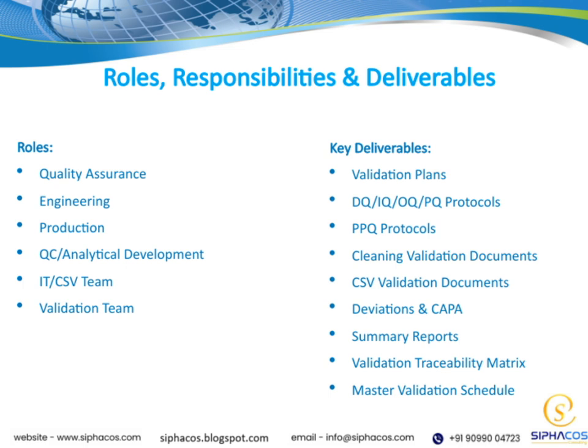Quality assurance oversees the entire process, ensuring compliance and quality standards are met. Engineering is responsible for equipment and system installation. Production staff ensure that manufacturing processes follow validated procedures. QC, or analytical development teams, validate testing methods and results. The IT CSV team manages computer system validation, ensuring data integrity and security. Lastly, the validation team coordinates and executes the validation activities.